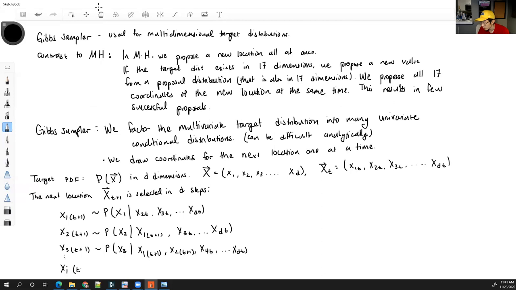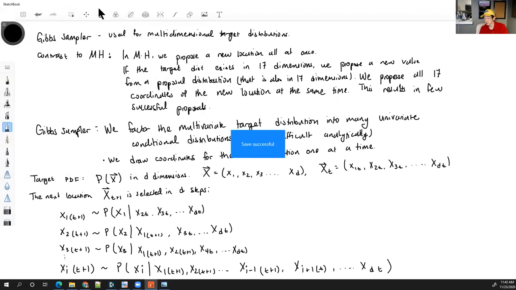So Xi for the next location will come from the conditional distribution of Xi given X1 at time t plus one, X2 at time t plus one, all the way up to the previous coordinate, i minus one at time t plus one. But then we haven't done the next coordinate, i plus one at time t, all the way up to XD at time t. Okay, so basically we have to factor the distribution into conditional pieces.